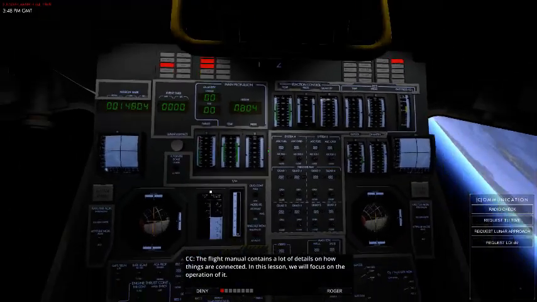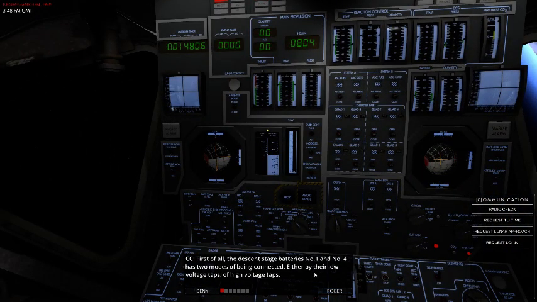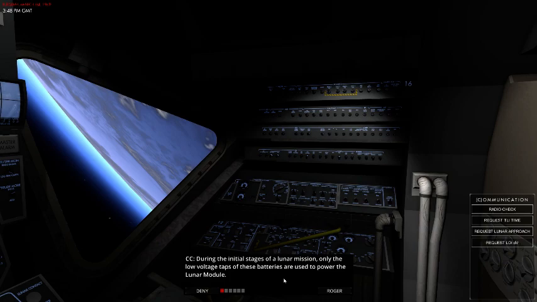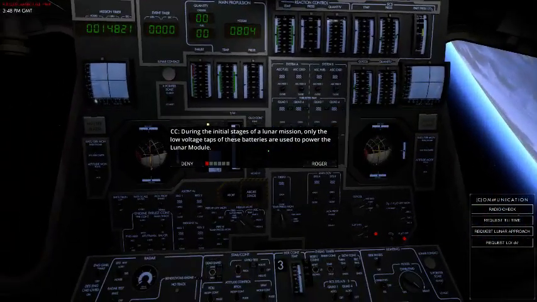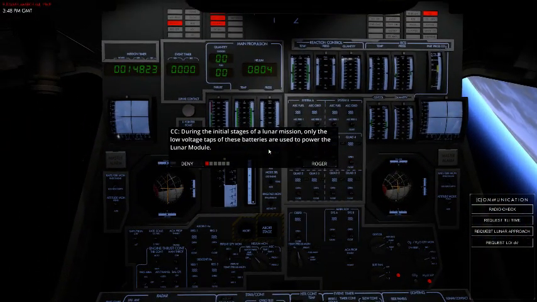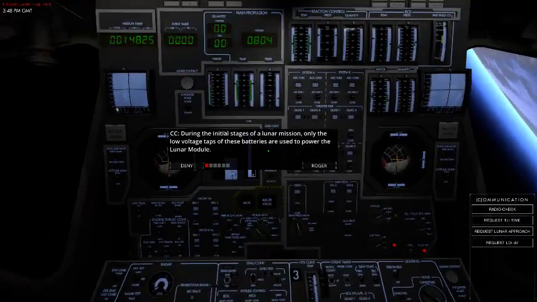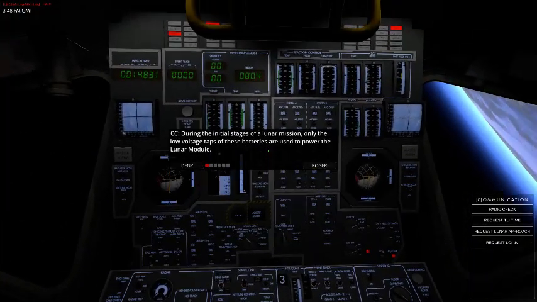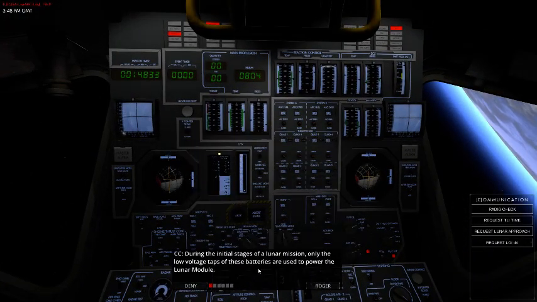Excellent. Right, so we get to a better height. There we go. So first of all, in the descent stage, batteries number 1 and 4 have two modules being connected either by their low voltage taps or high voltage taps. And that's meant to say all, isn't it? So during the initial stages of the lunar mission, only the low voltage power taps in these batteries are used to power the lunar module. And I've somehow managed to put this in here. There we are.